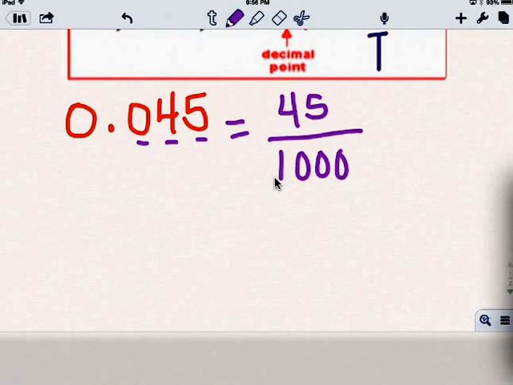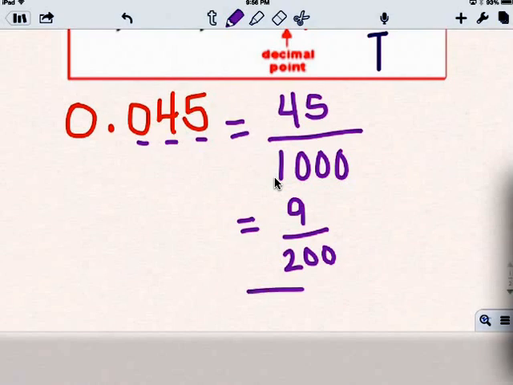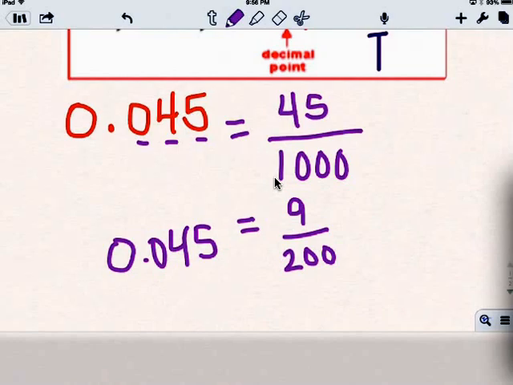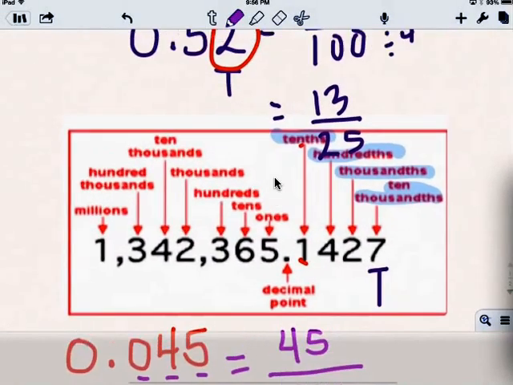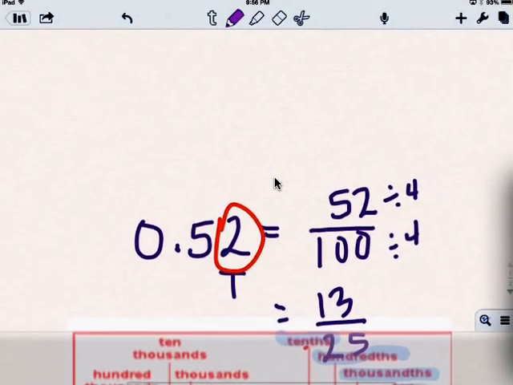And then we want to simplify it. Well, 5 goes into 45 9 times, and 5 goes into 1,000 200 times. And then there's our fraction in simplest form. So what we can say is that 0.045, or 45 thousandths, is equal to 9/200ths. So there's another look at taking a decimal and changing it to a fraction.